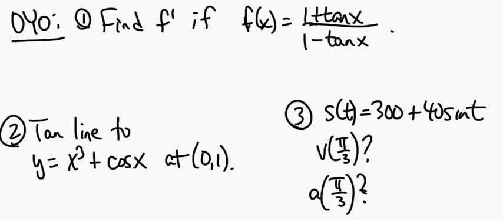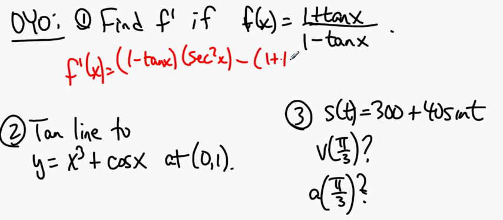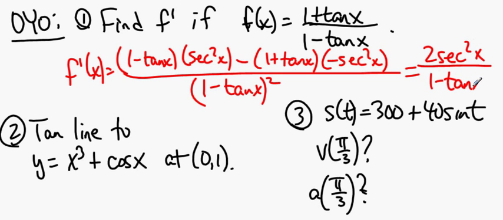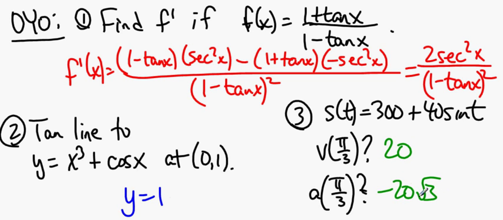All right, I hope you hit the pause button. Here's f prime. F prime is bottom times derivative top minus top times derivative bottom over bottom squared. Now, it is not necessary to simplify that, but if you do, you get 2 secant x over 1 minus tan x squared. Over here, the tangent line is y equals 1, and over here, these values are 20 and negative 20 radical 3.